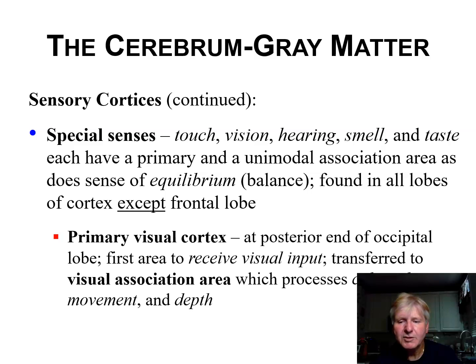And then the special senses, these refer to your touch, vision, hearing, smell, and taste. Each will have a primary and a unimodal association area, as well as the sense of equilibrium or balance. And these are found in all lobes of the cortex except for the frontal lobe. The primary visual cortex is located at the posterior end of the occipital lobe, and this is the first area to receive visual input, which is then transferred to the visual association area. And this is where color, object movement, and depth are then processed.